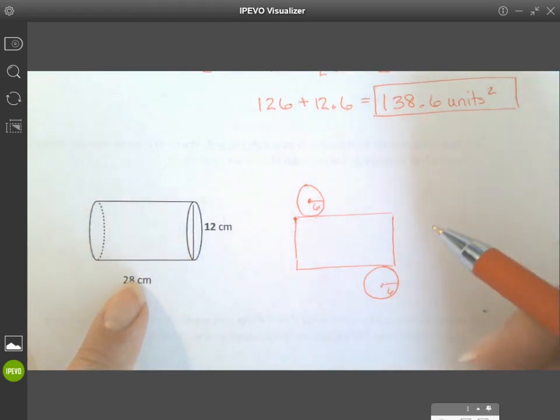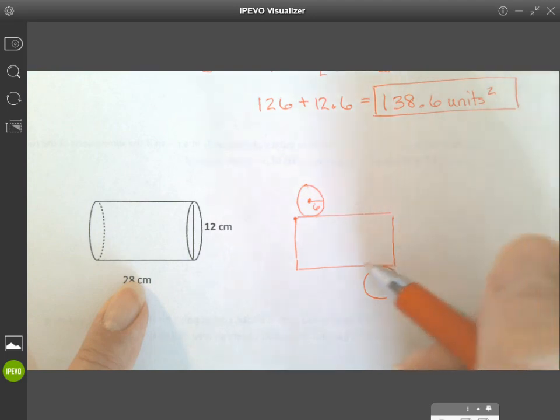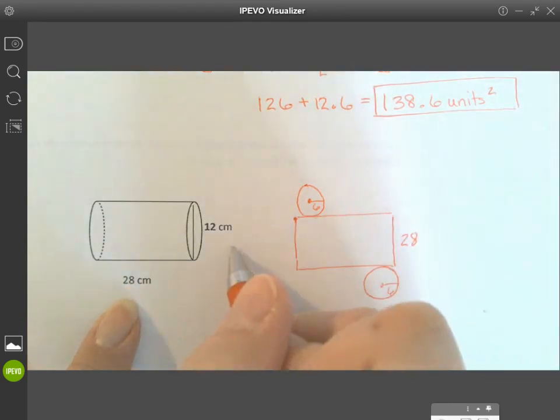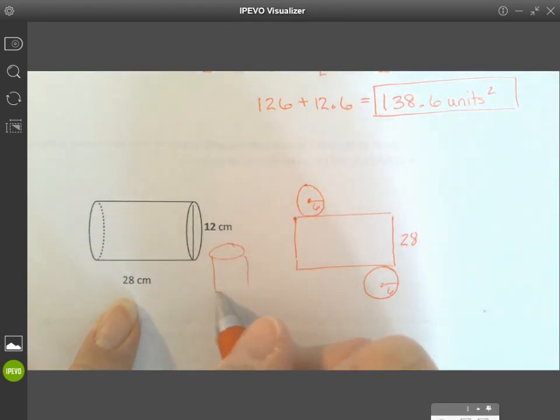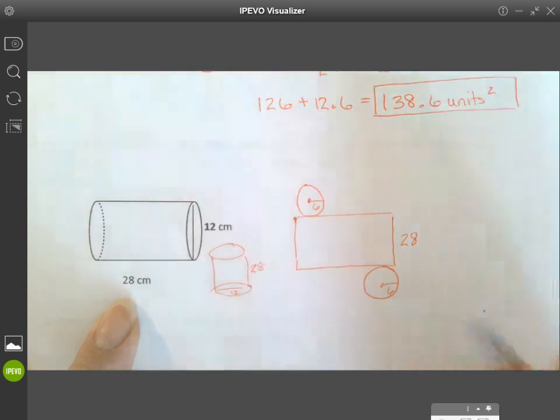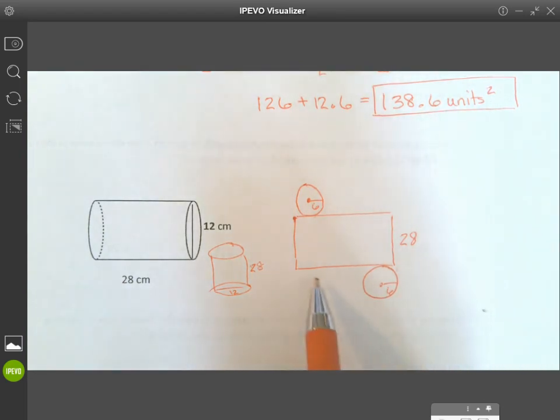Where does the 28 go? Does it go on the height here, or does it go on the length here? It goes on the height. So can you picture picking the soup can up, or whatever, barrel up? And this is the 28, and this is the 12. So the 28's the height. So here's what I don't know. What do we say to do for this?